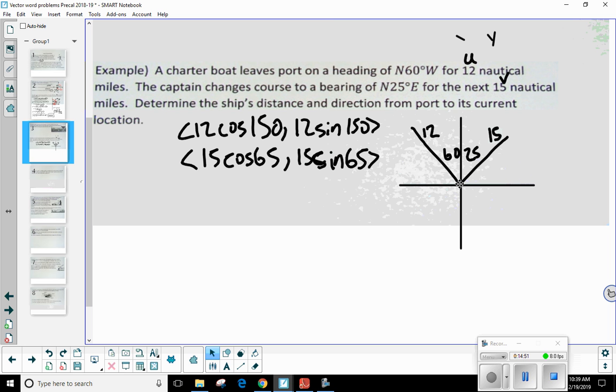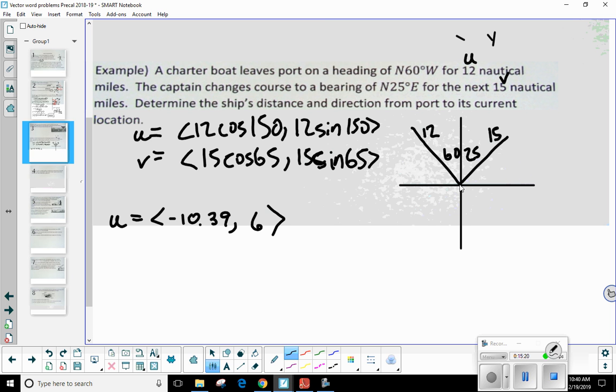So I'm going to take this first one here, 12 cosine of 150. I'm getting negative 10.39. Is that what you guys are getting? Okay. So let's say this is U, this is V. Let's go ahead and approximate them. So negative 10.39. That was 12 cosine 150. Somebody help me out. I need 12 sine of 150. I'm getting 6. That makes sense because that's 1/2.